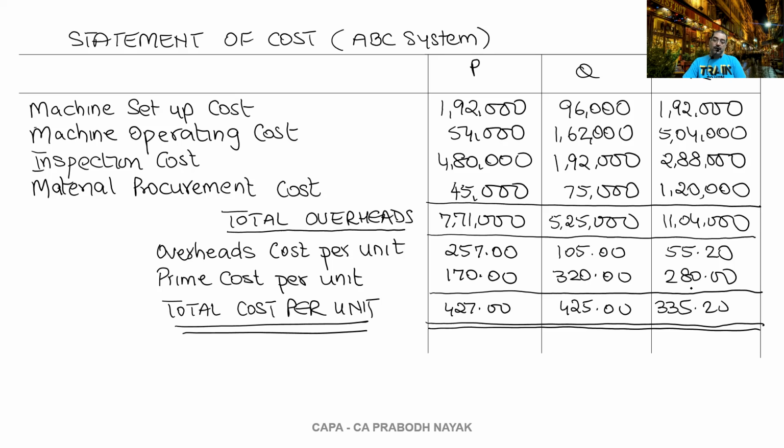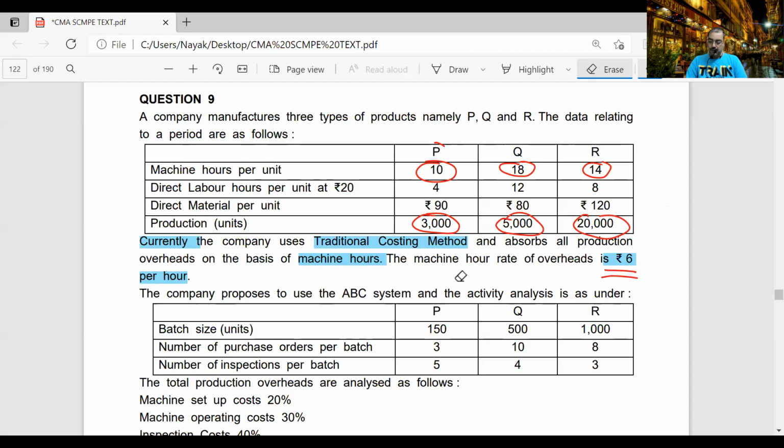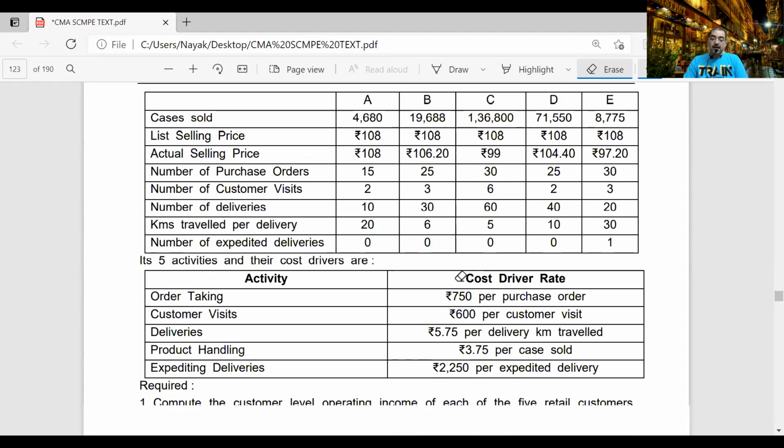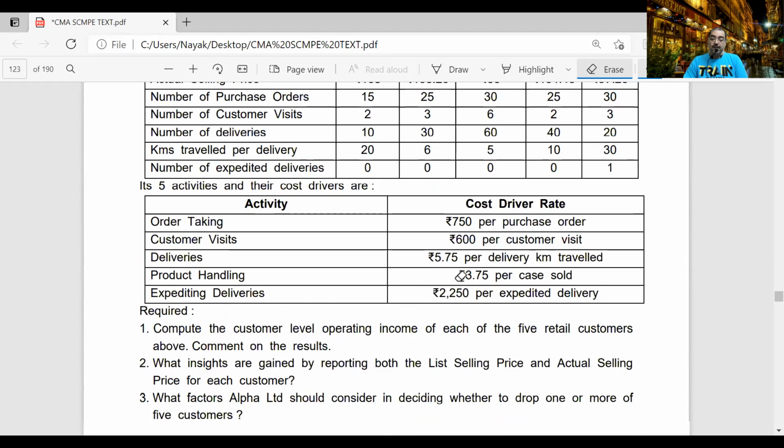Okay, so that completes my ABC. Question number 10 is exactly similar to question number 5. So you can try it for homework. Let us see what is question 10. It is exactly similar to question 5 that we have done.